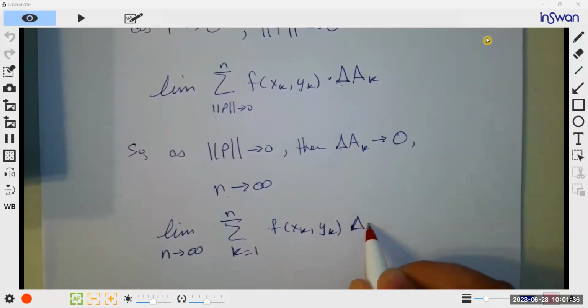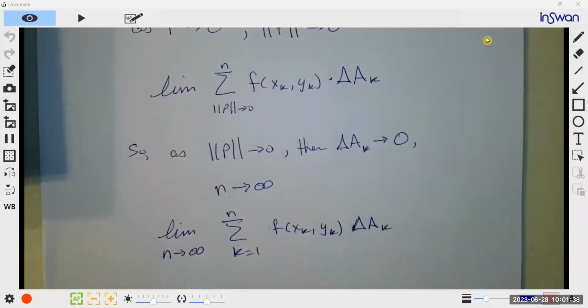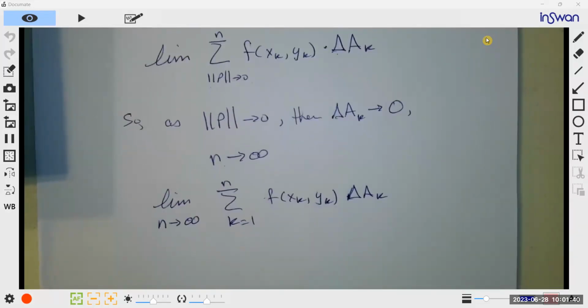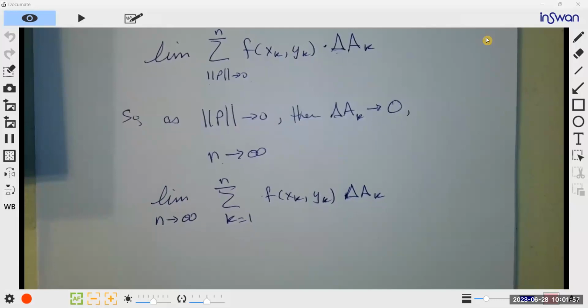Times, so again, the whole thing is the smaller we can choose our delta sizes, the more calculations we're going to have, but the more accurate our calculations will become. All right.